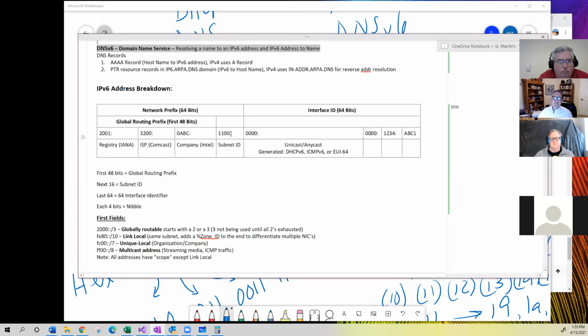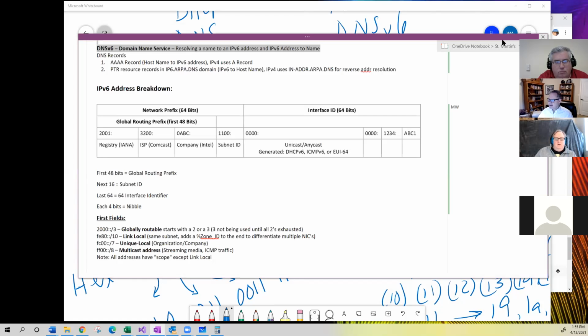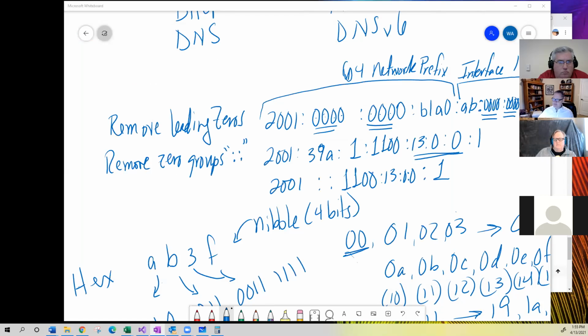All right. And so the same thing applies. With, and this is removing 0 groups, the technical term is zero compression. Okay. Zero compression. When we use those double colons, okay? So let's take what was an 1100 here.